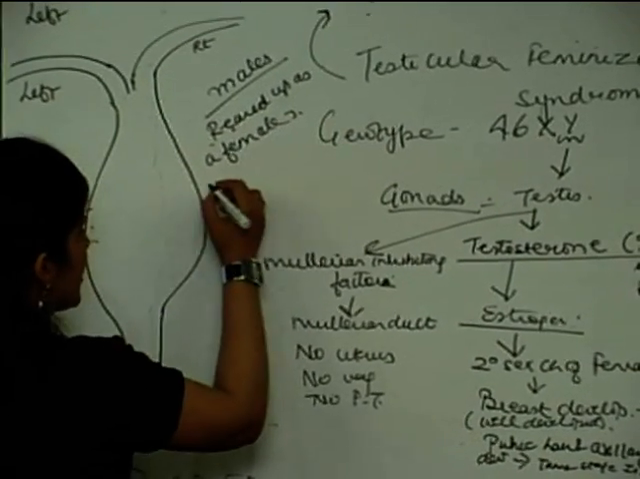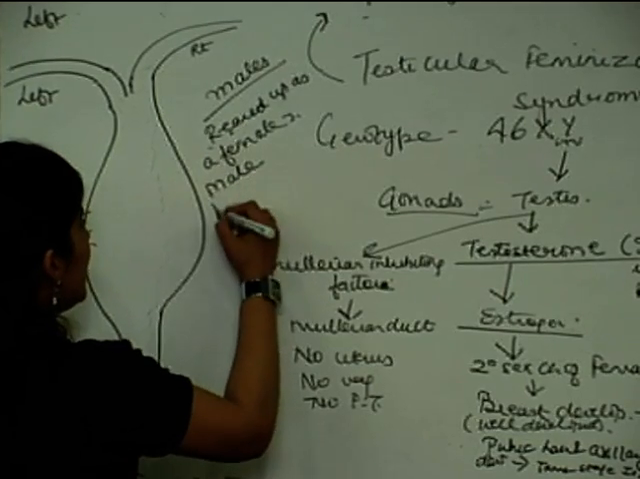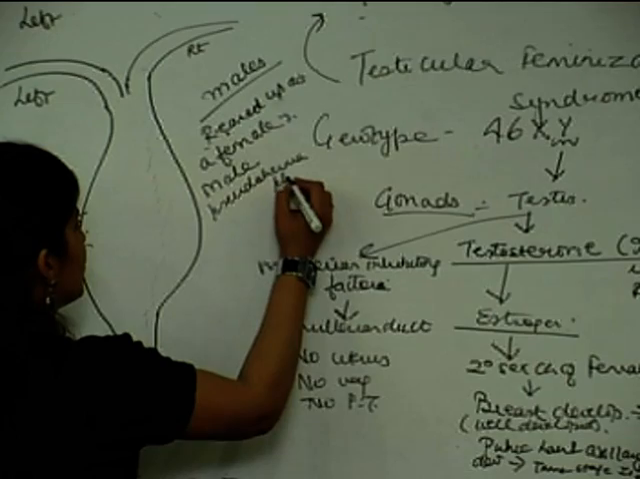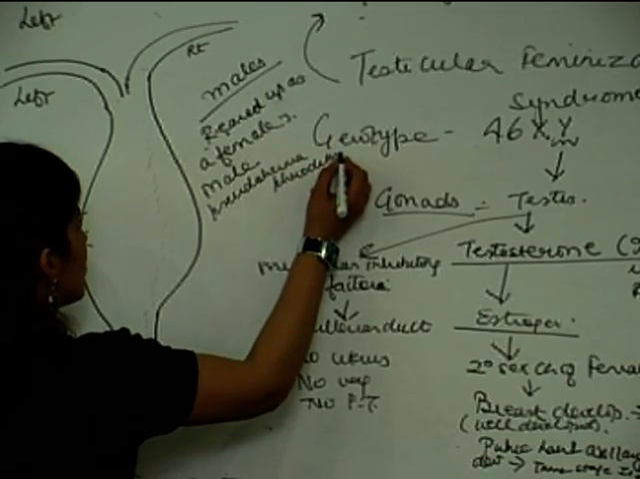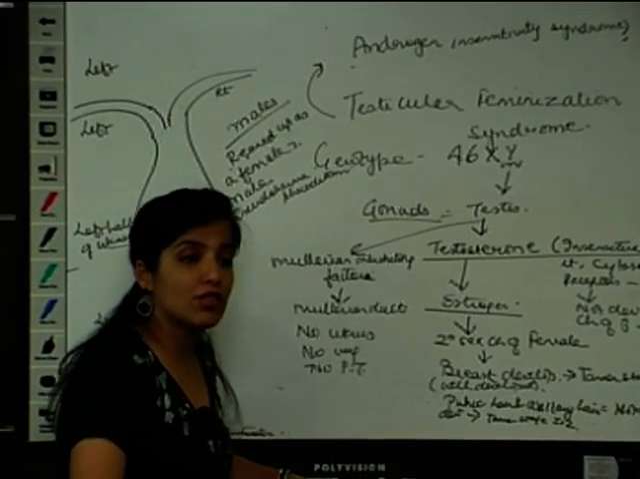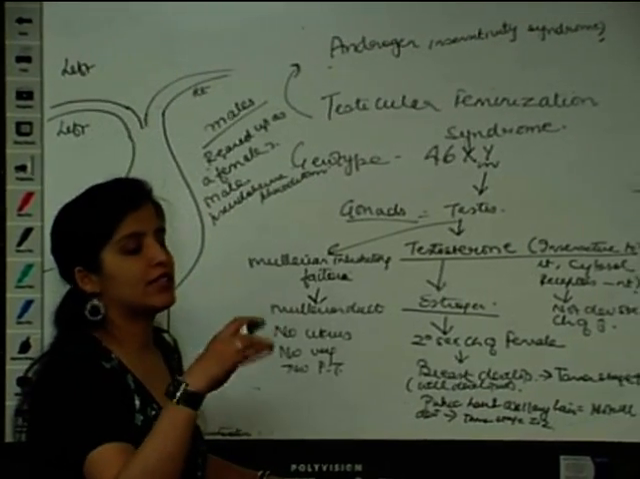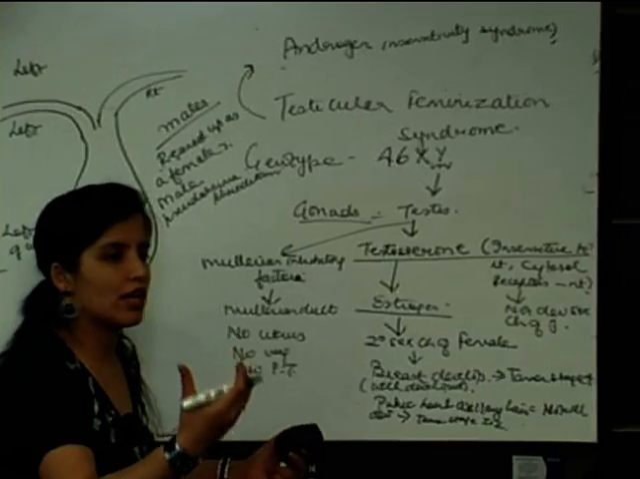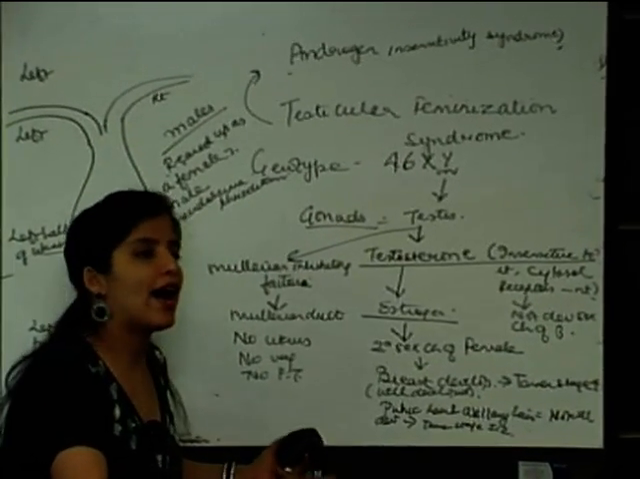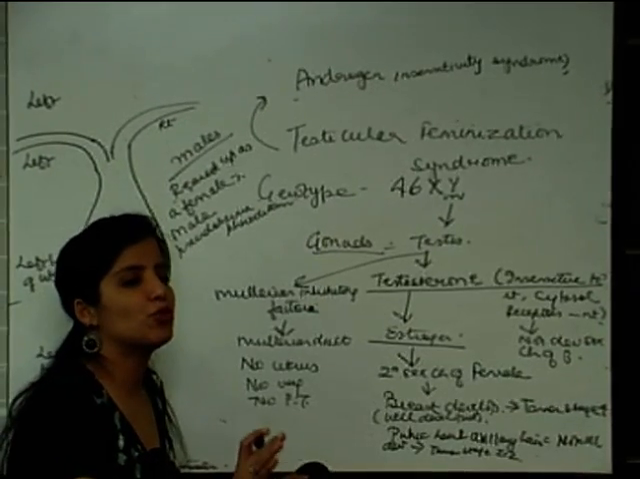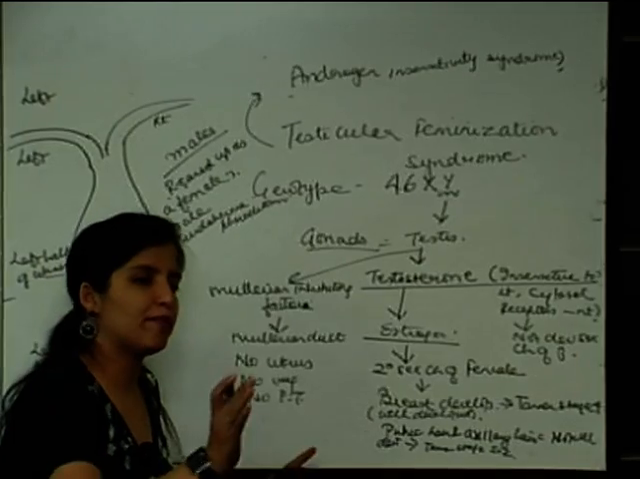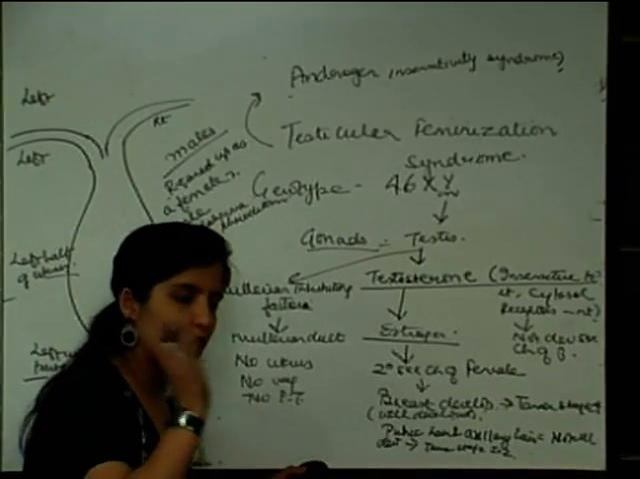That means this is an example of male pseudohermaphroditism. And this is the reason why their parents get concerned, because they do not have menarche. Obviously they don't have any uterus, and that is the reason why they come to you with primary amenorrhea. Although they are males, their complaint will be primary amenorrhea.